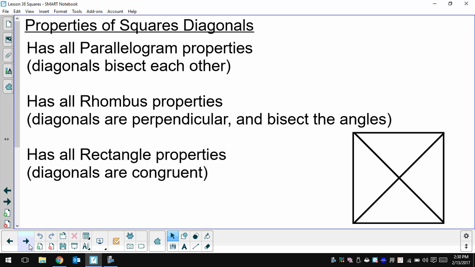And nothing new to add about the diagonals. It's going to have all the same properties of its diagonals as a rhombus and a rectangle. So they're perpendicular, they bisect the angles, and they're congruent.